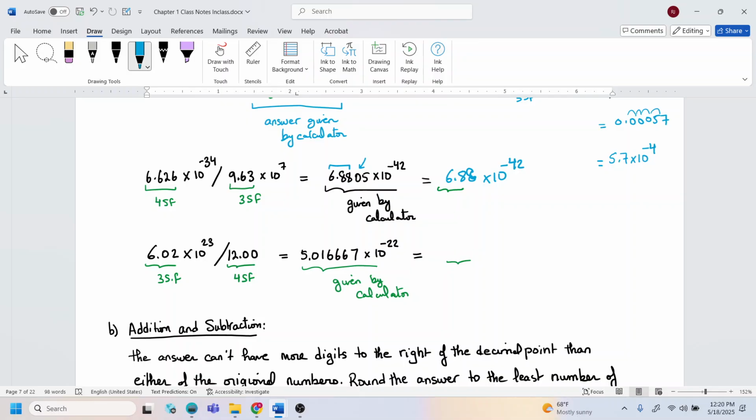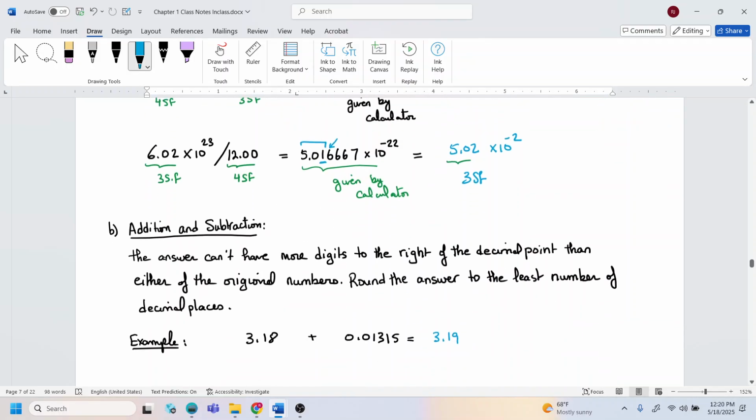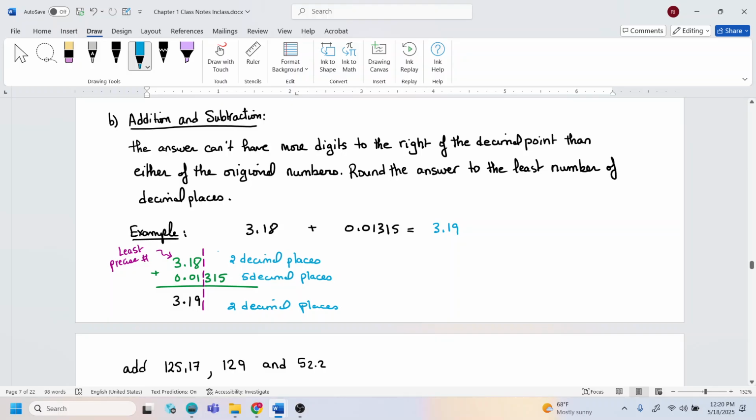This one has to follow 3 significant figures, so I need to take the first 3 measurements in there. 6 is more than 5, so I have to add 1 to this one there. So it's going to be 5.02 times 10 to the negative 2, and this one is going to be 3 significant figures as well. Now for the addition and the subtraction.